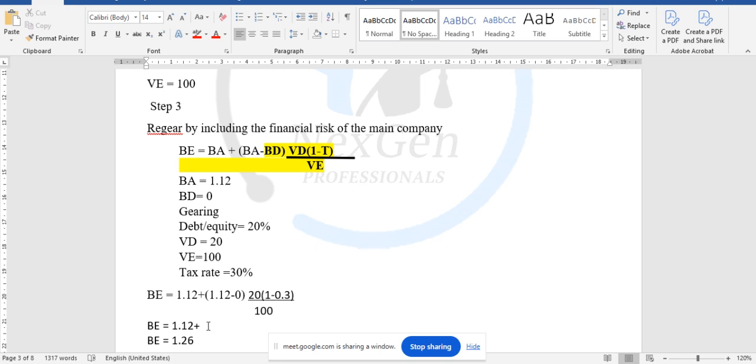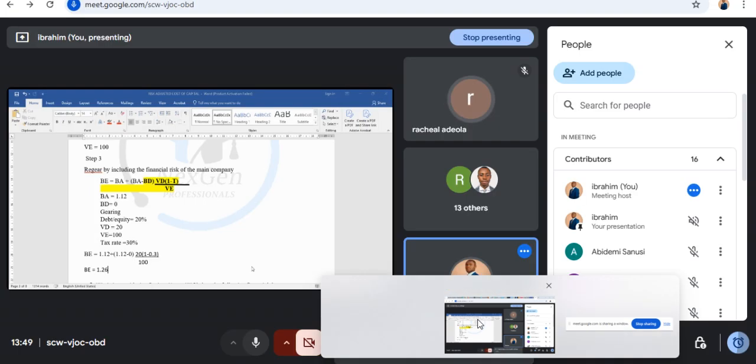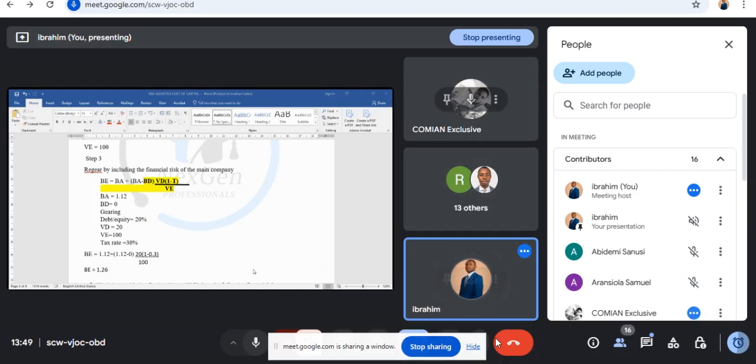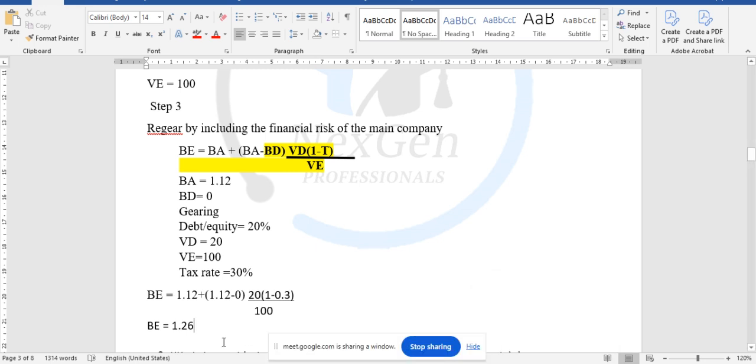1.26. Okay, 1.276. Either way. Let's leave it at two decimal places, right? Our asset beta is 2. So 1.27 or 1.28. Two decimal places. This is 1.276, so 1.27.